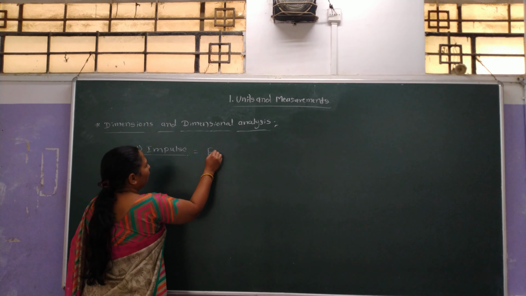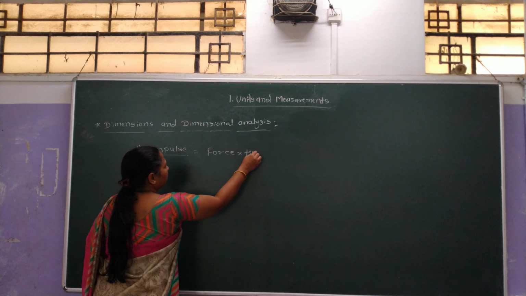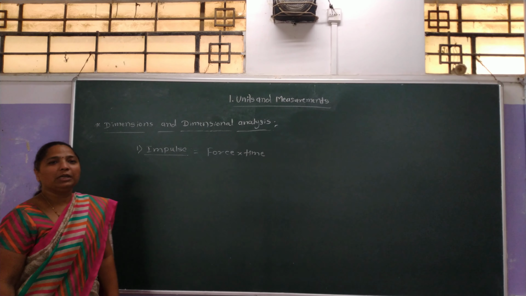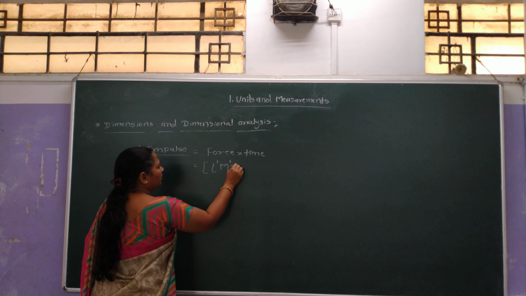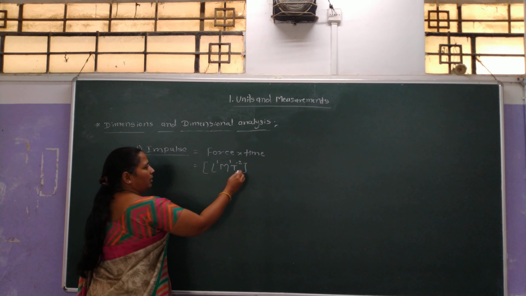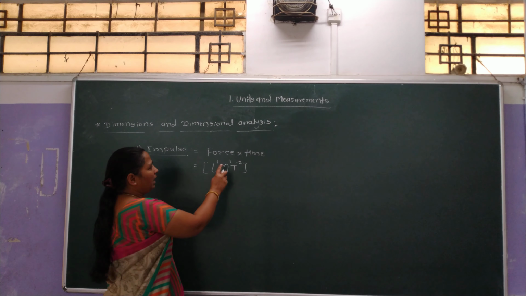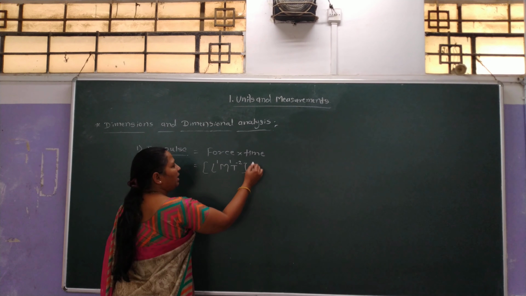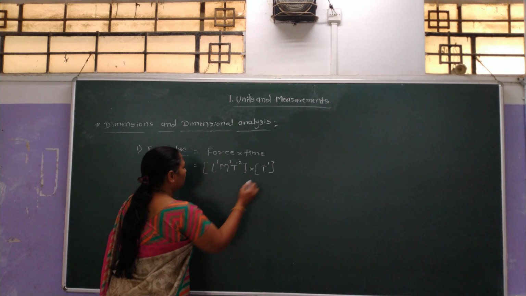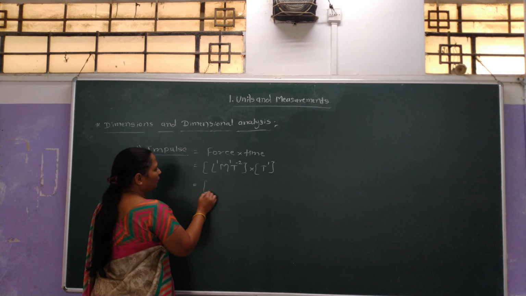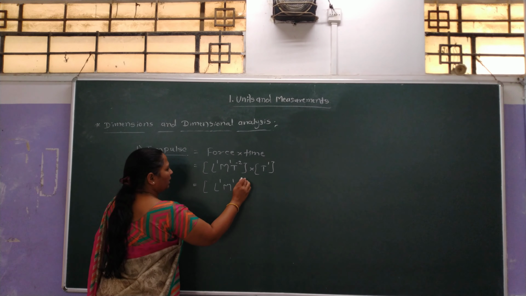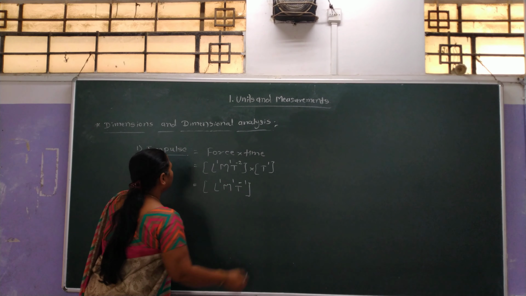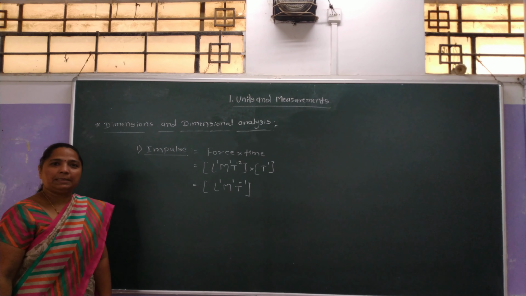Impulse is equal to force into time. The dimension of force is L1 M1 T minus 2. In the previous lecture, we found the dimensions of force. Multiply by time, which means T raised to 1. Then the dimension of impulse is L1 M1 T minus 1. Those are the dimensions of impulse.